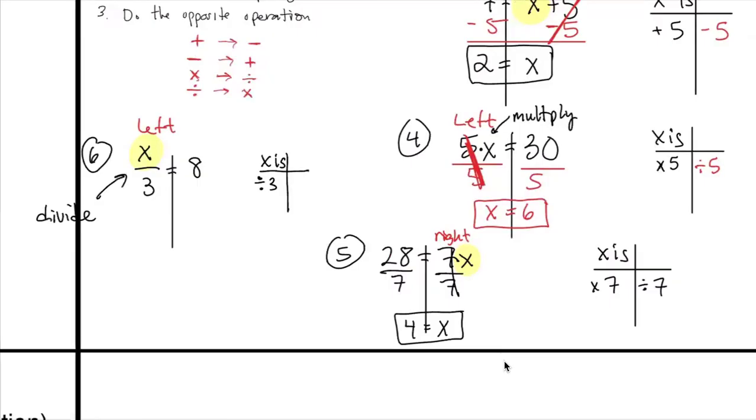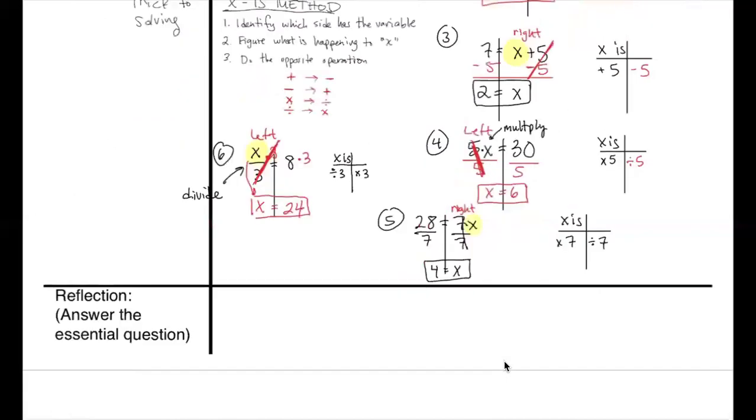What's the opposite of dividing by 3? I'm going to multiply by 3. When that happens, these 3's cancel. They turn into a 1. But remember, we don't have to write the 1. So x equals, and then 8 times 3 is 24. Good. We're going to work on some practice problems.